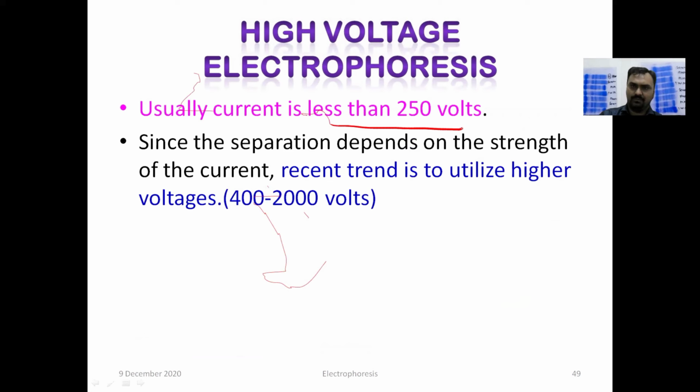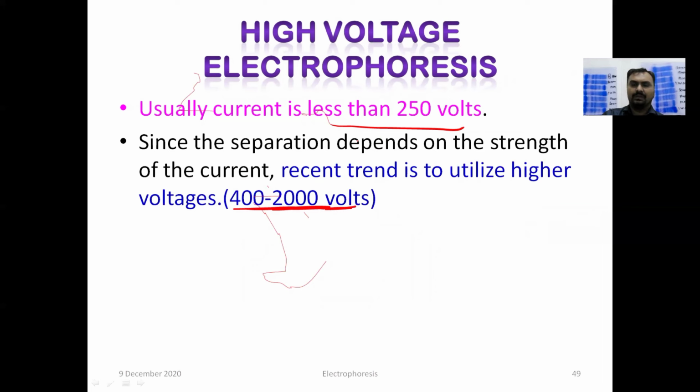What is high voltage electrophoresis? Usually the voltage is less than 250 volts, but in high voltage we give 400 to 2000 volts. The higher the voltage, the faster the molecules move. But it can denature the protein, so we have to use a cooling system in case of high voltage electrophoresis.